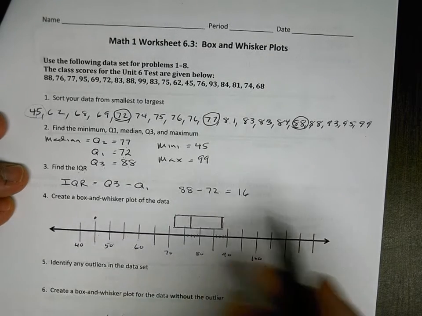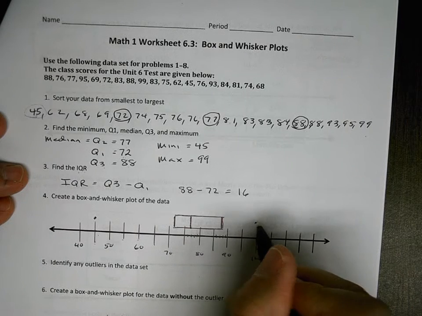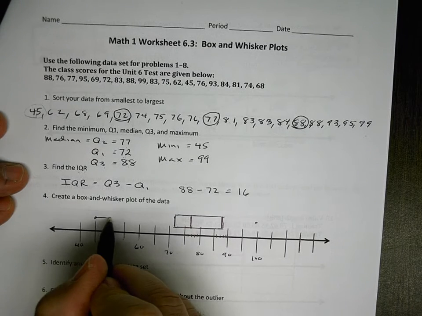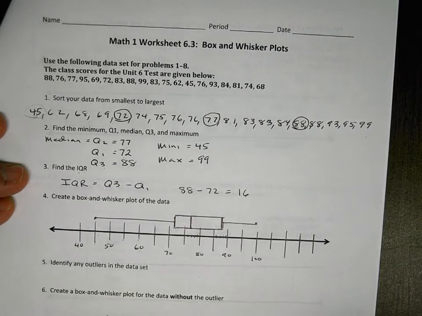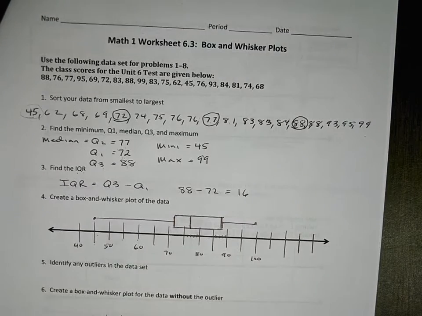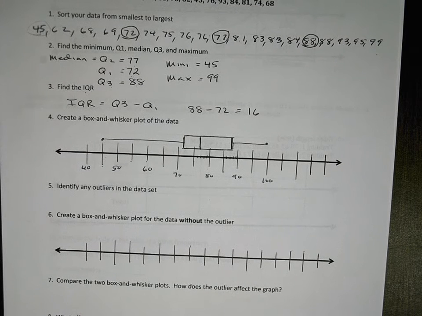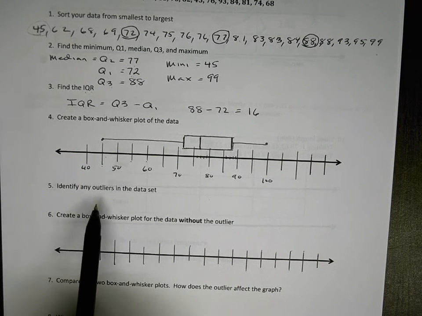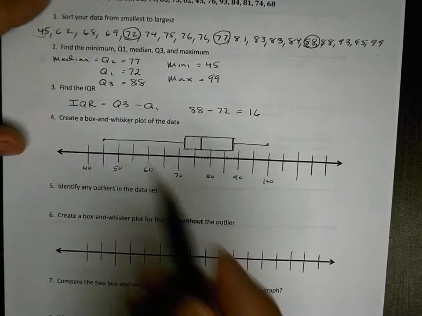And then our maximum way out here at 99, which should be about right there. And there is our box and whisker plot. How'd you guys do on that? So good? All right. Number 5, identify any outliers in the data set. What would be the outlier in the data set possibly? Possibly 45, right?